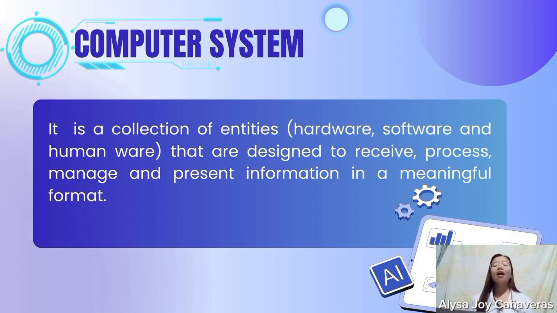A computer system is a collection of entities, the humanware, the hardware, and the software, that are designed to receive, process, manage, and present information in a meaningful format. Just like what I stated earlier, the computer system is the collection of hardware, software, and humanware. Without those three, a computer would not work. Without hardware, without software, of course, hardware wouldn't be produced. Without humanware, software and hardware wouldn't function.